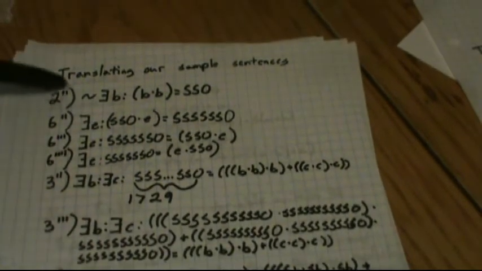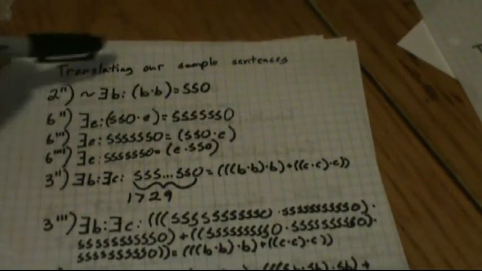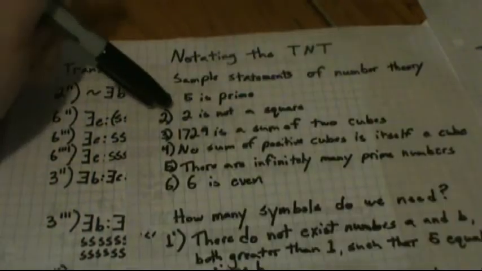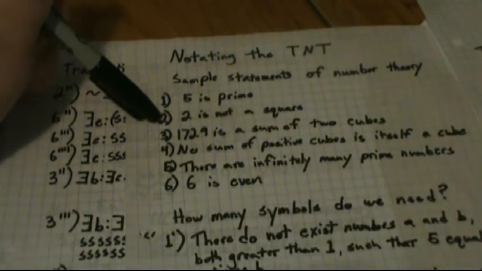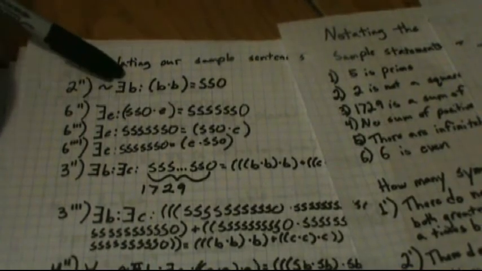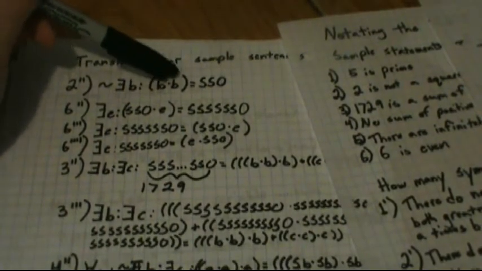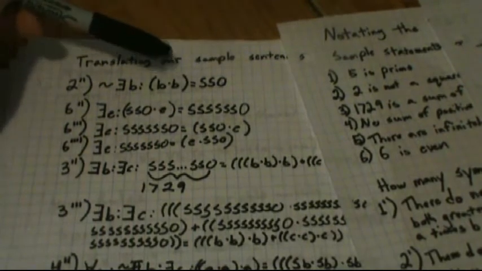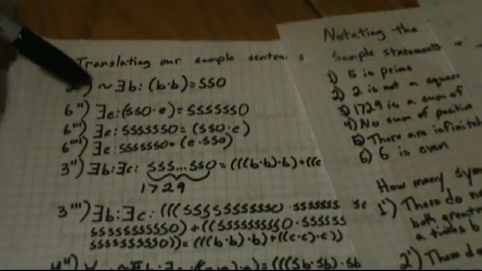I've skipped around on the order a little here just so that I can introduce concepts more simply. We'll start with number 2, which sentence in English was "2 is not a square." Know that there is not a value for b such that b times b equals 2. That's true, and that's certainly a good way to say it.